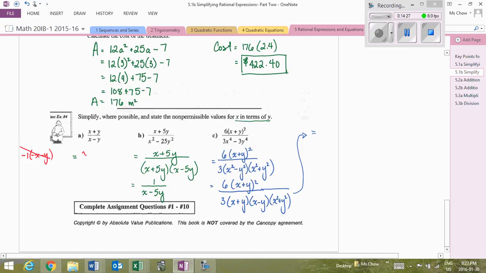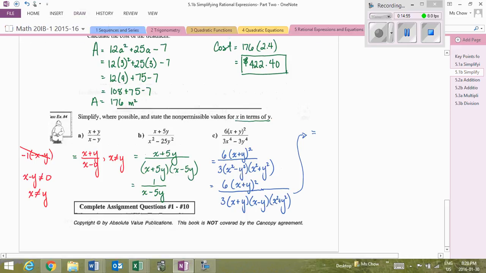So it is already simplified, x plus y over x minus y, and our restriction then, that is true. Well, we know that x minus y cannot equal 0, the denominator cannot equal 0. We want to find x in terms of y, so that means isolate x by adding y to each side, so x cannot equal y, and that is our restriction for that particular question.